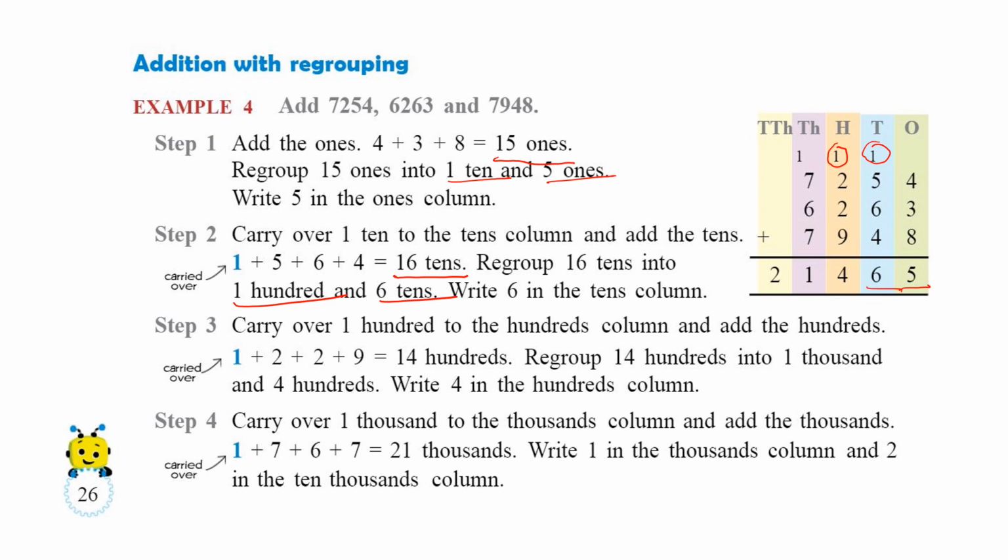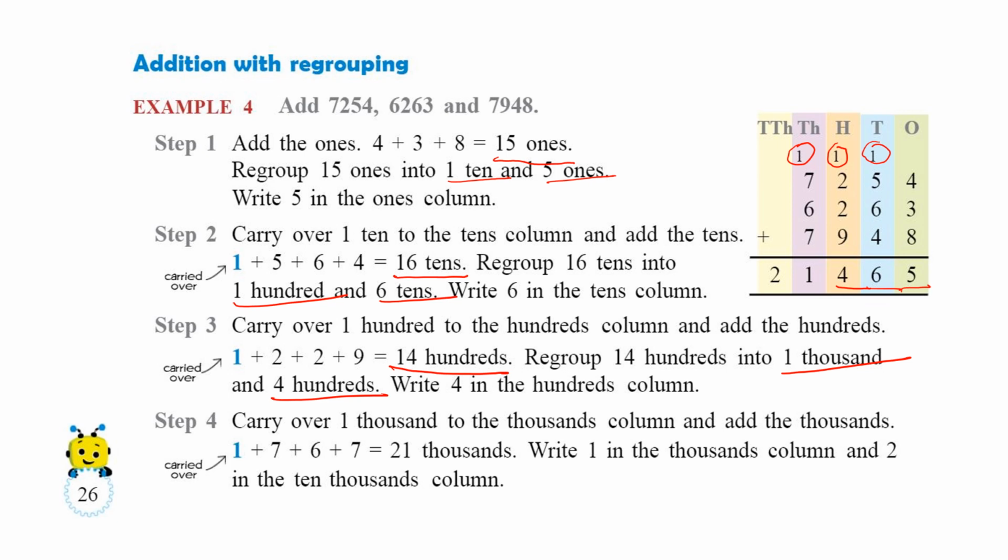Next step is add the hundreds place. I have 9, 2, 2 and 1 in hundreds place. So I start adding from 9. 9 plus 2 is 11. 11 plus 2 is 13. 13 plus 1 is 14. That is 14 hundreds. In this 14 hundreds, I have 1000 and 4 hundreds. I write only hundreds in hundreds place, that is 4, and take 1 as carryover to the thousands place, that is 1000 we have. That 1000 is taken as carryover to thousands place.